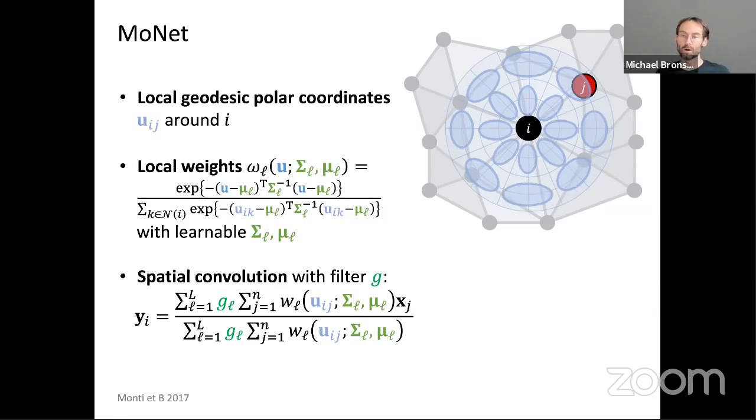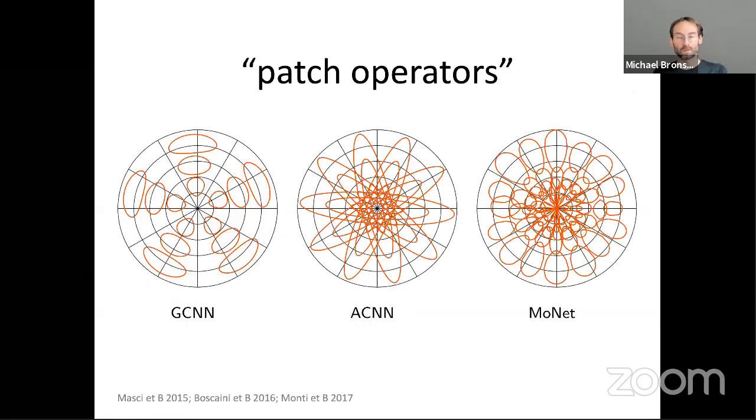Basically, we optimize for the parameters of these weighting functions. So if you look at the way these blobs look, for GCNNs, for example, they have some fixed pattern. For anisotropic diffusion, they have another fixed pattern. For Monet, they are optimized during the training, and you get some optimal positions and shapes of these blobs that are optimized for the downstream task.